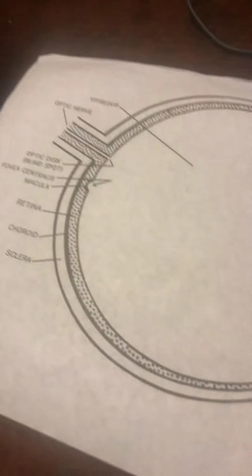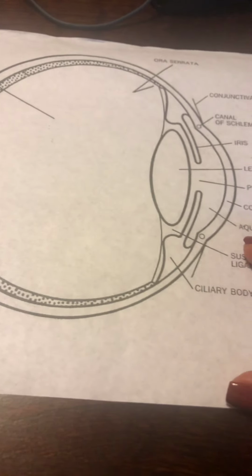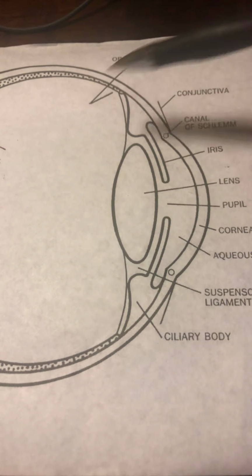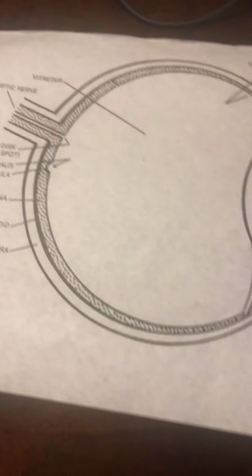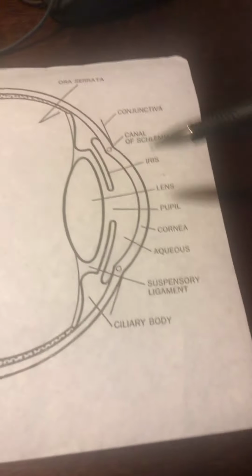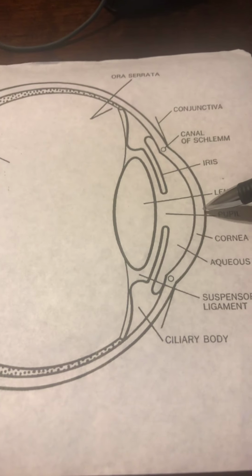So here is our diagram of the eye, and the eye is pretty much divided into two segments. Here you have the anterior segment, which is more of the front part of the eye, and then you have the posterior segment, which is more of the back of the eye. So we'll start over here in the anterior segment.